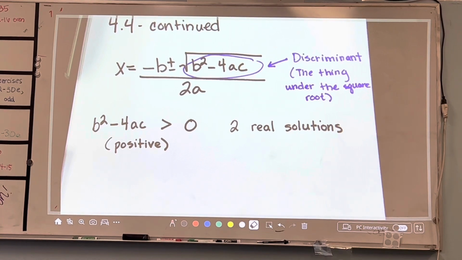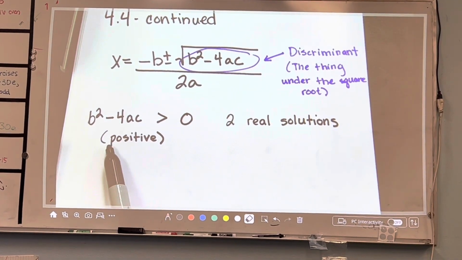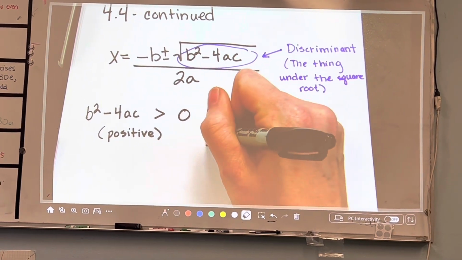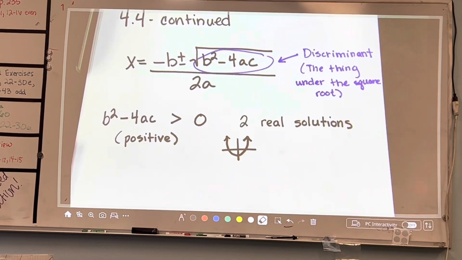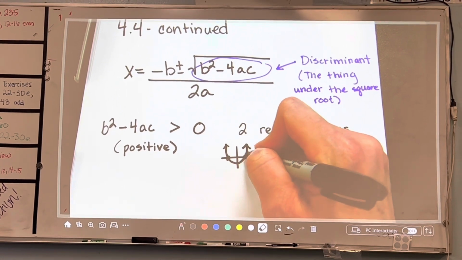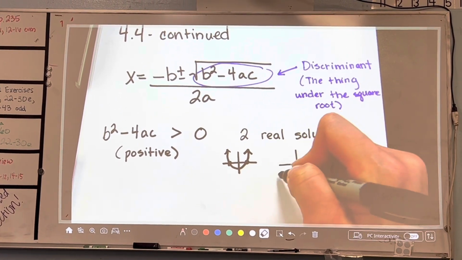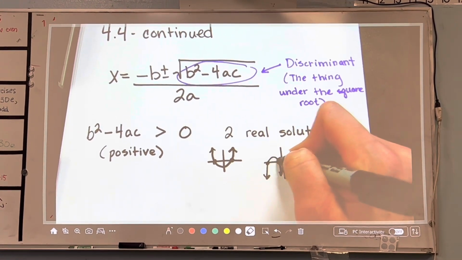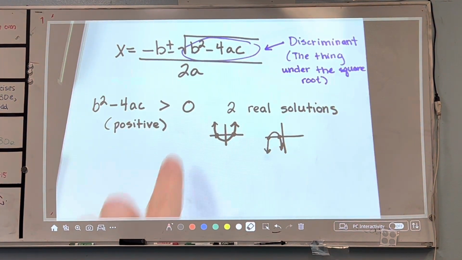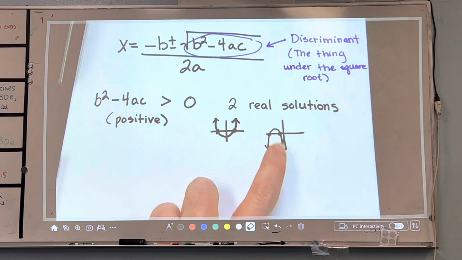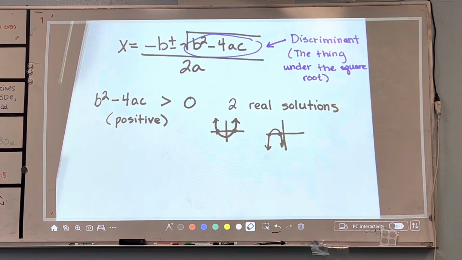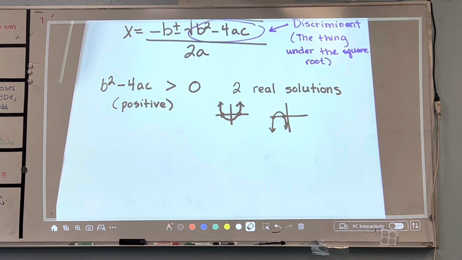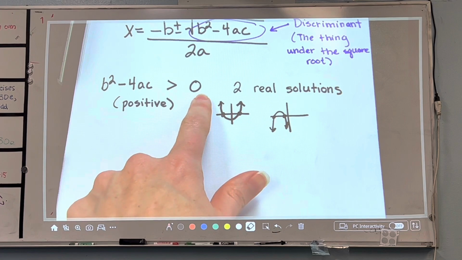Alright, this is the discriminant. If the discriminant is positive, then you have two real solutions, meaning that your graph crosses the x-axis 2 times, like that. So there's one there and one there. Or it could be upside down. Maybe you have one there and one there. So your graph will cross the x-axis 2 times. You have 2 real solutions. You'll always have 2 if this is greater than 0.